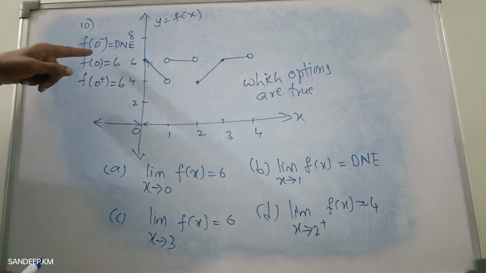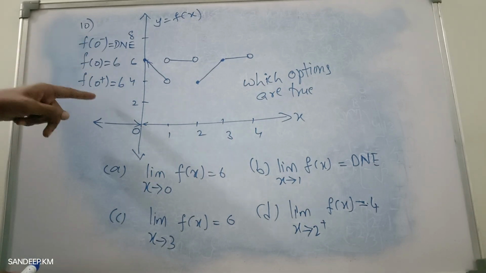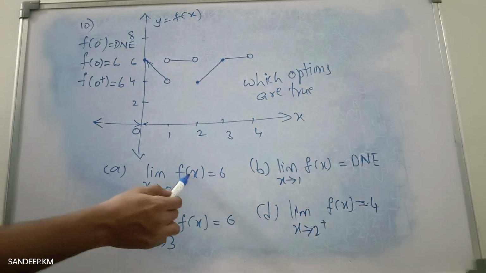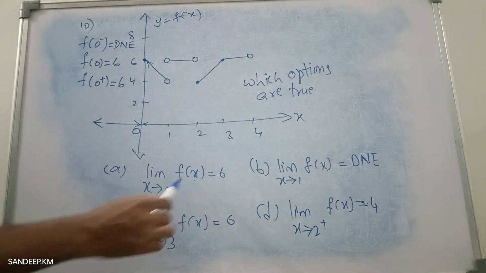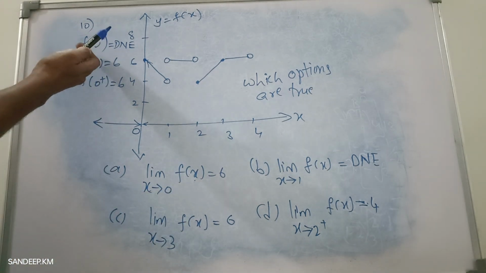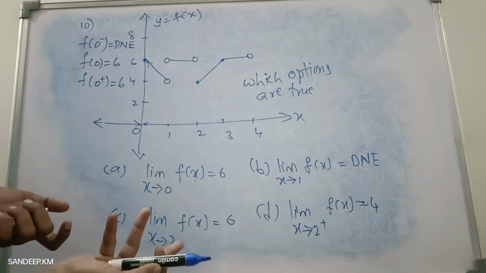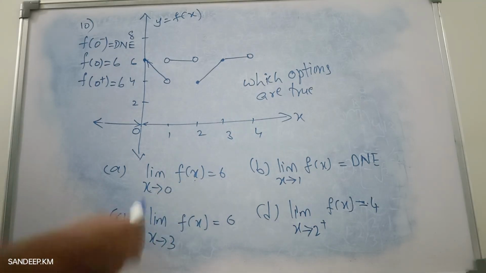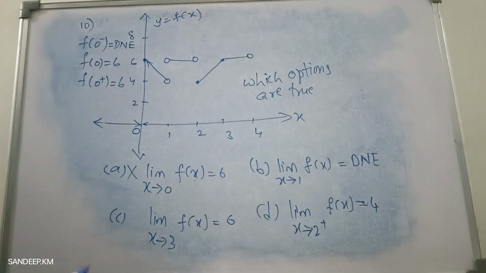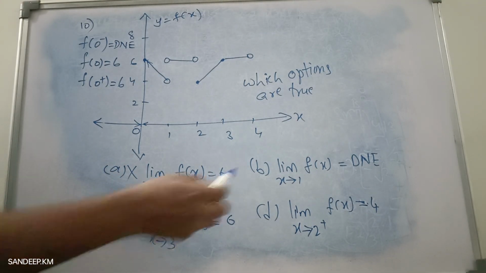Since f of 0 minus cannot be determined, we cannot also talk about the limit as x approaches 0 of f of x. The actual answer is does not exist because the left hand limit does not exist. The limit also does not exist. But they gave the answer as 6, so option A is not a correct option.